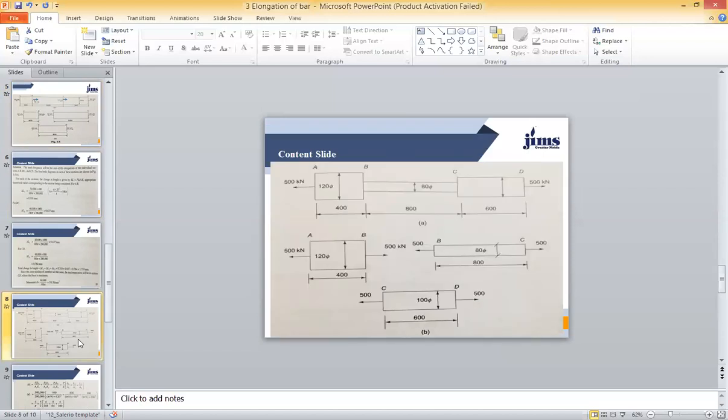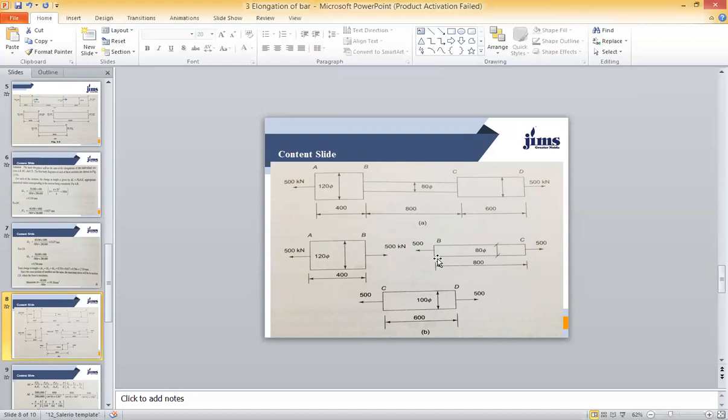Let's have another example. In our first example, we had the same diameter of the bar and different loads. The loads on the different bars were different. But in the second example, we have bars of different diameters connected together. Like AB, the diameter is 120 mm. For BC, the diameter is 80 mm, and for CD, the diameter is 105.